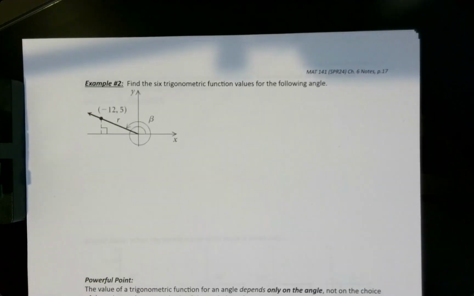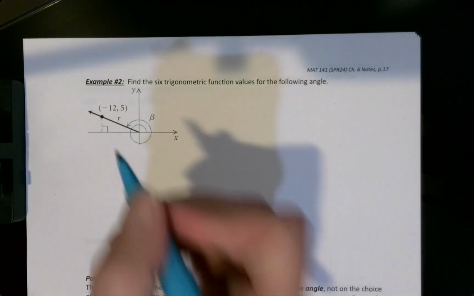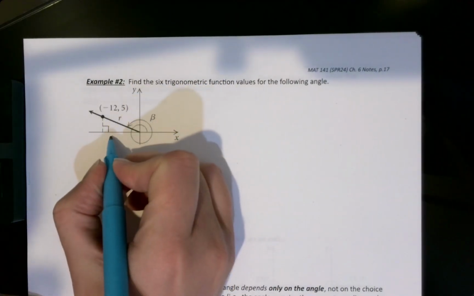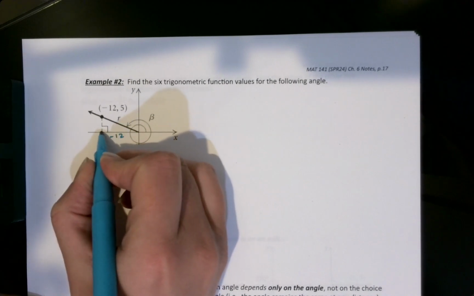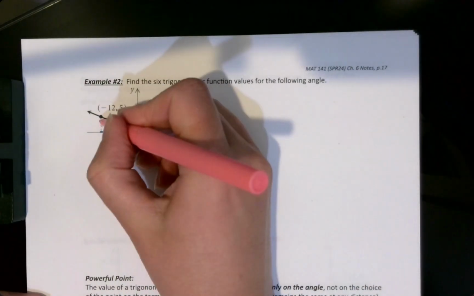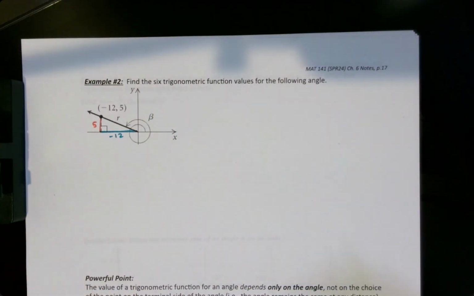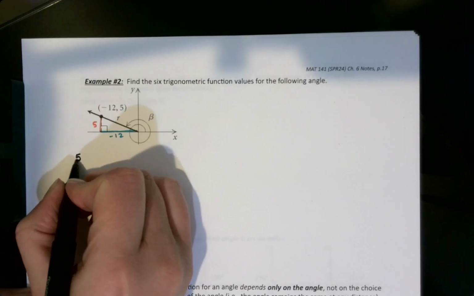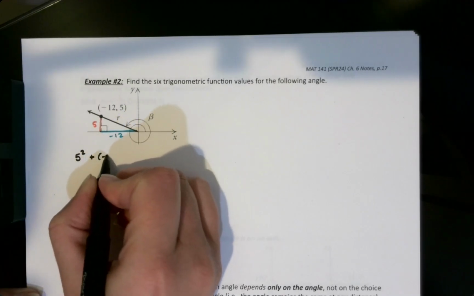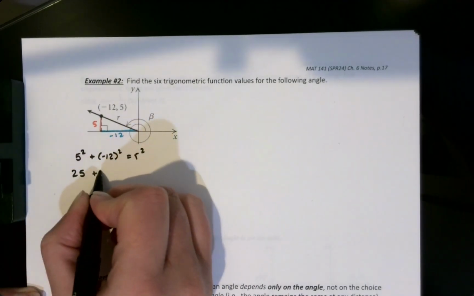Okay, so my next goal is to find the 6 trigonometric function values for the following angle. In order to find the trigonometric values, I need to know the 3 sides of this triangle. So the coordinates here are negative 12, which means the x coordinate is negative 12. So that's the distance across the bottom. And the y coordinate is 5. So the y coordinate is the height over here. So this is 5. I can find the hypotenuse using the Pythagorean theorem. So find r. So we'll take 5 squared plus negative 12 squared equals r squared. So that's 25 plus 144.